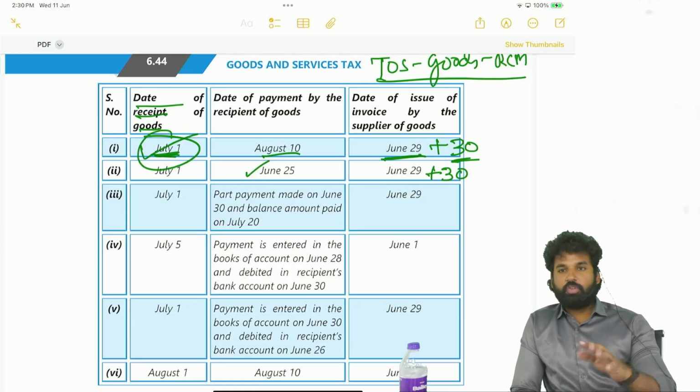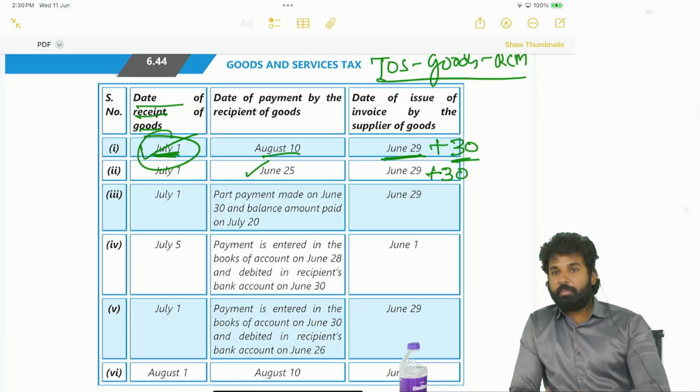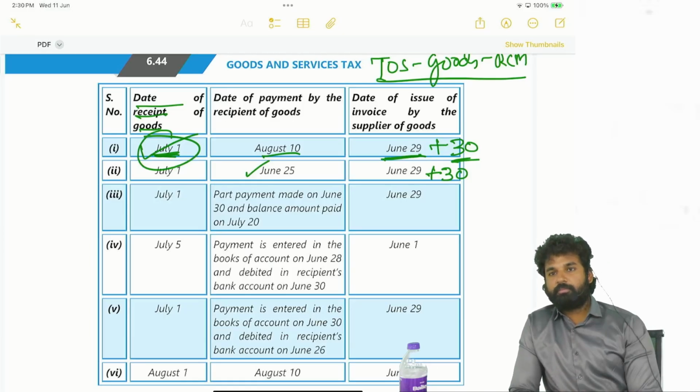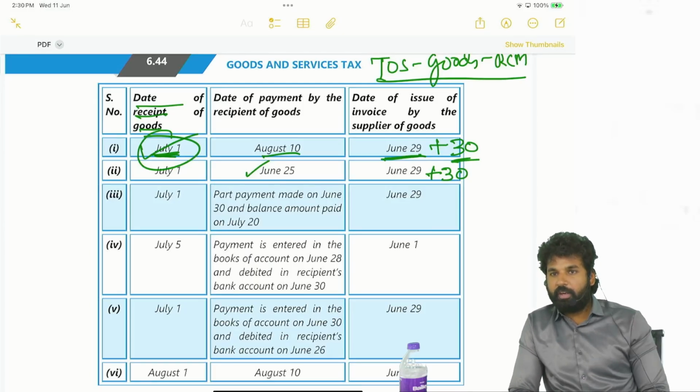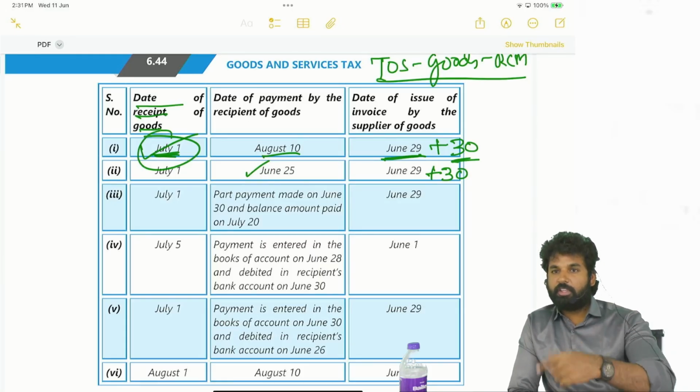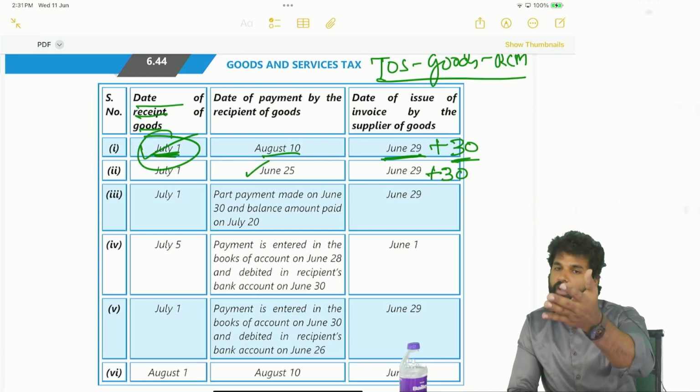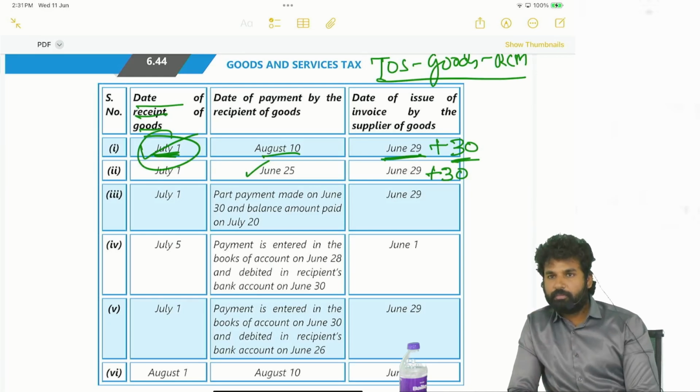Receipt of the goods is July 1. That means there is no supply made. You have not received the goods. That's why supply is not made. But you have made the payment on June 25th. That means advance payment made. So advance with respect to goods has been paid. Now you are liable to pay GST. Yeah? Liable to pay GST? Yeah?